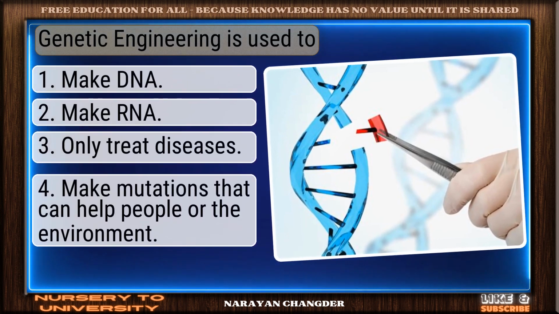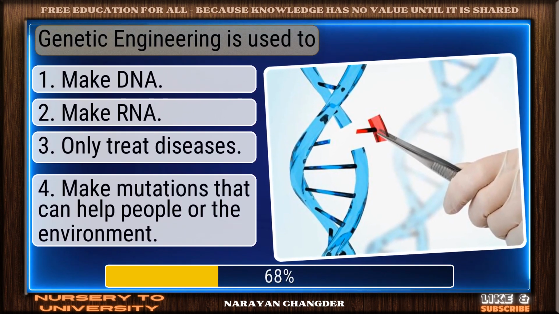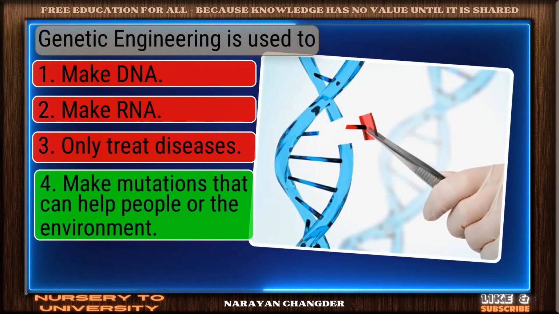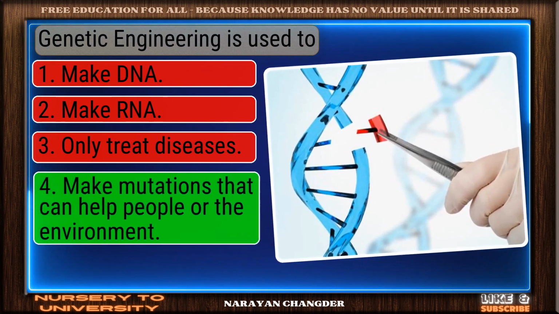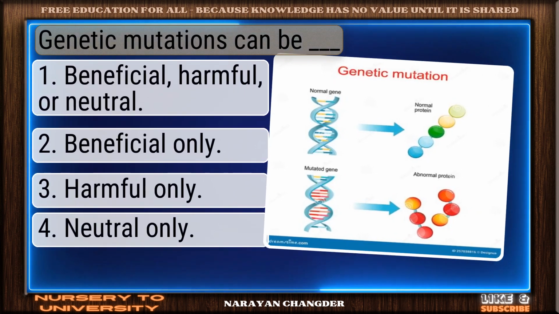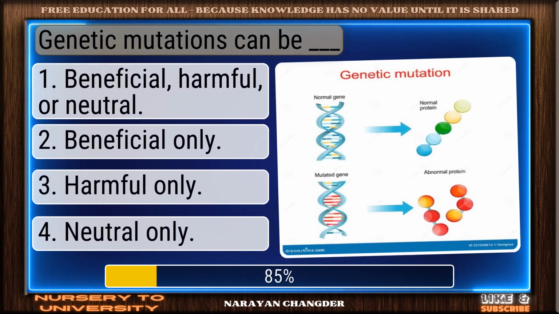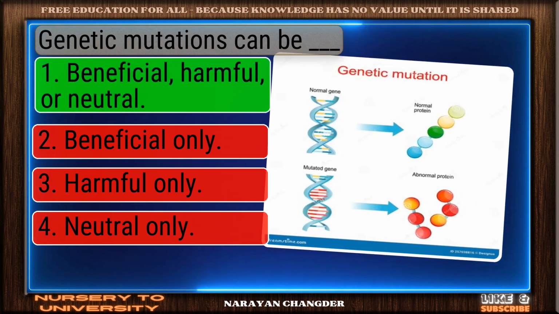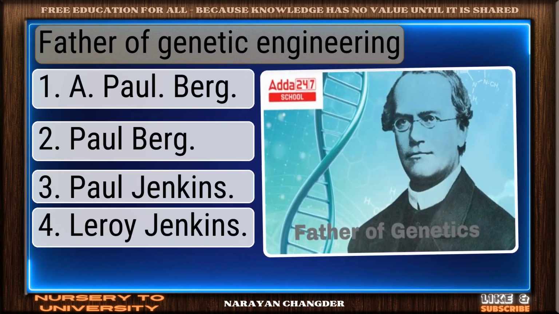Genetic engineering is used to. Exactly. Make mutations that can help people or the environment makes sense, and it is the right choice. Genetic mutations can be dash. Good thinking. Beneficial, harmful, or neutral is the right answer.